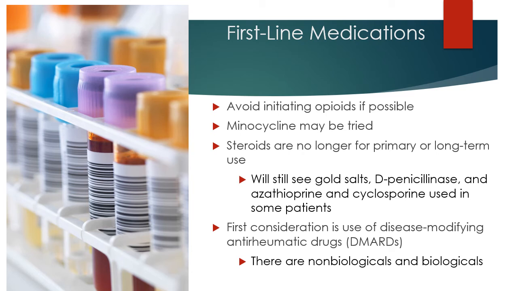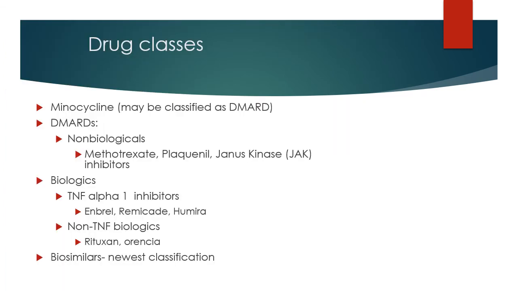But more commonly, we're seeing the DMARDs, which are categorized as either non-biologicals or biologicals. So this lists all the drug classes. Minocycline may be classified as a DMARD. The non-biologicals include methotrexate, Plaquenil, and the JAK inhibitors, which we'll get to. The biologics include the TNF alpha-1 inhibitors, Enbrel, Remicade, and Humira, and the non-TNF biologics such as Rituxan and Orencia. And then the biosimilars, that's another classification unto its own, which I'll talk about, and those are the newest.